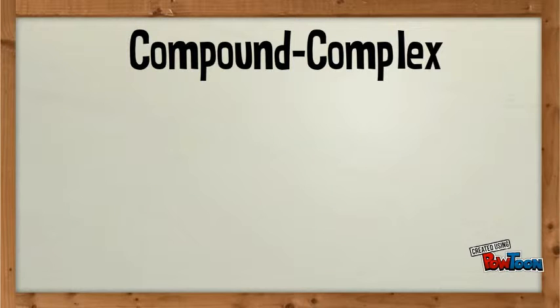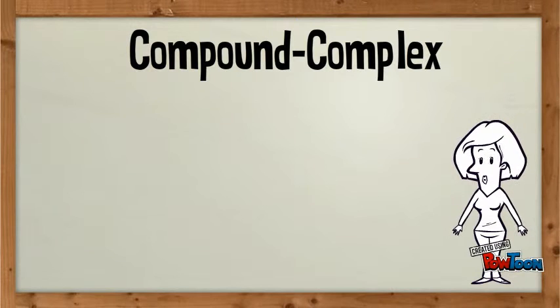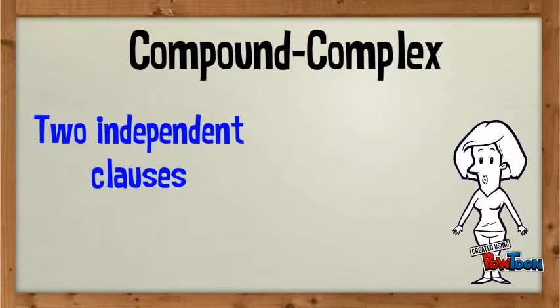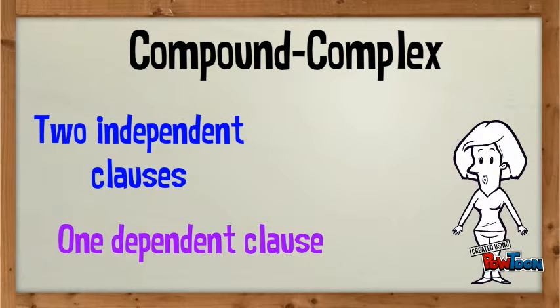The fourth and final sentence structure is the compound complex sentence. This is probably the hardest one out of all the structures. It requires at least 2 independent clauses and at least 1 dependent clause. There is usually a comma and a conjunction that hold the rest of the sentence together.